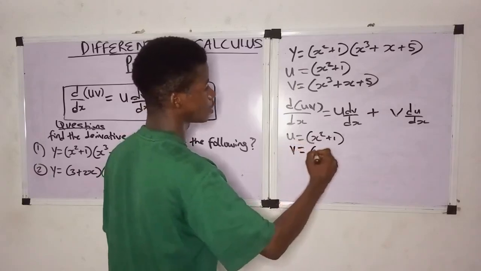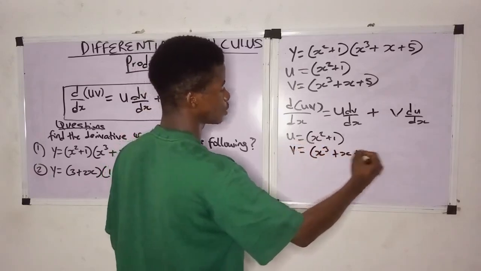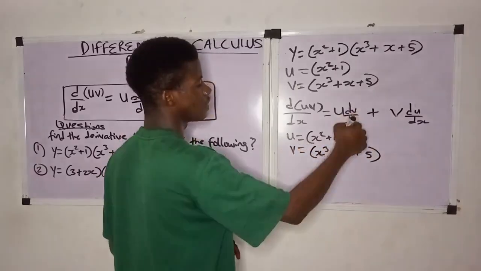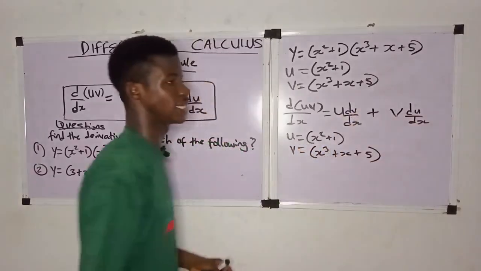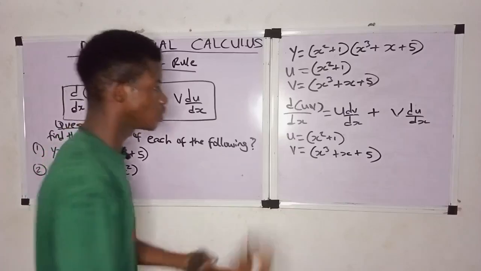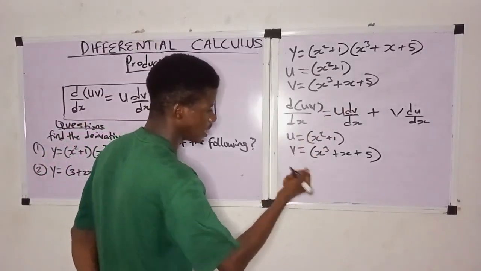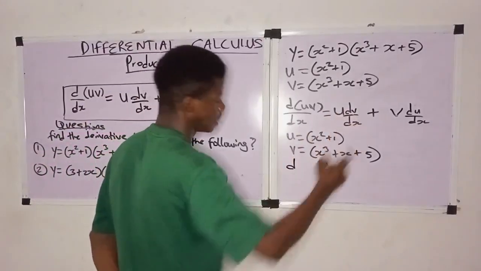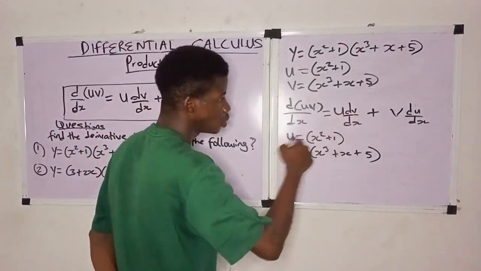V is (S cube plus S plus 5). What about dV over dS? Then what about dU over dS? It's very easy, okay? So let's look at dU over dS. Let's look at dV over dS. This we already have, we know U, we know V.